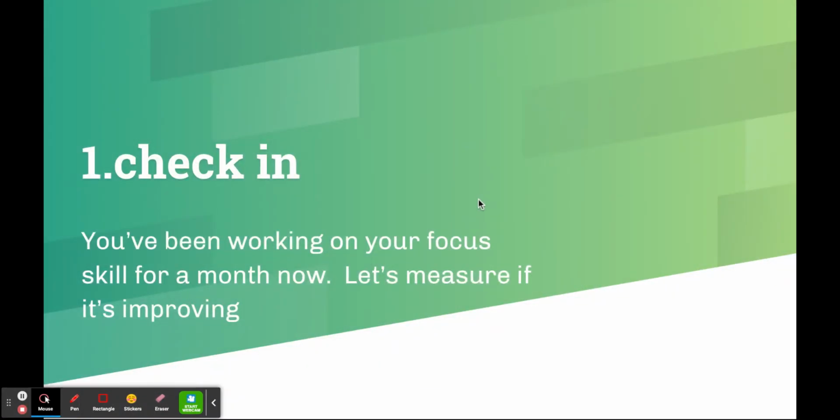So, you first need to remember the focus skill you have been working on for the month of September. Our goal with this activity is to empirically measure if it is improving. Okay, so first you need to think about what was the skill that you taught your lesson on when you taught your lesson to our class.